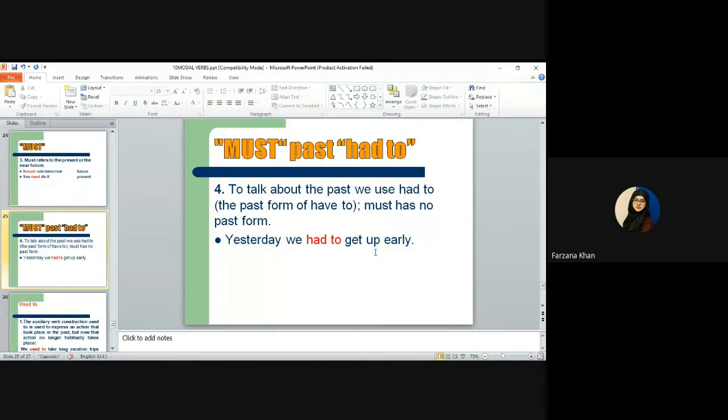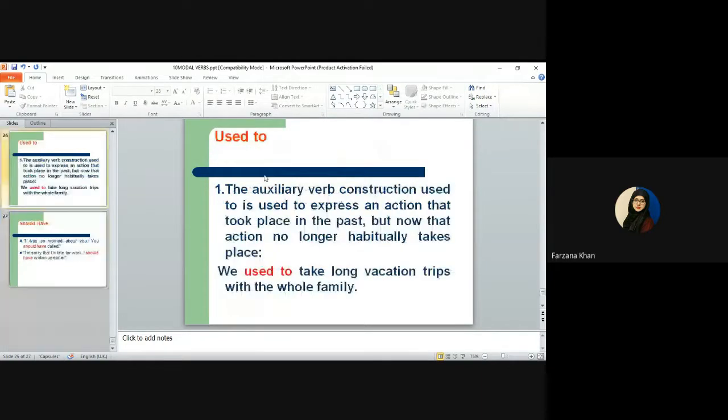So the past of have to is had to, which is a strong recommendation. When there is a need to use must in the past form, you will use had to. Yesterday we had to get up early. Let me tell you another very important modal verb, which is used to.